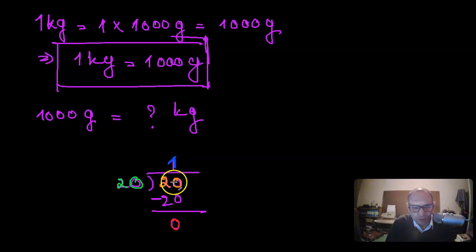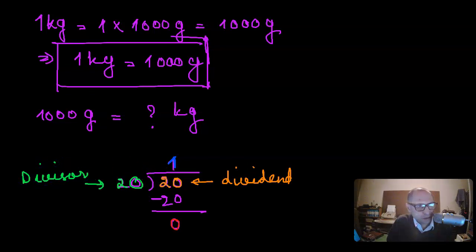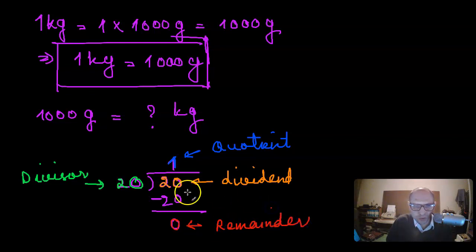So you see, this 20 over here is called the dividend, and this 20 over here is called the divisor, and this 1 over here is called the quotient, and this 0 over here is called the remainder, right? So this is a simple division.